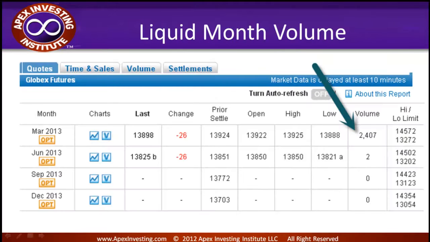When trading any futures contract, usually you want to be trading the most liquid month so you can get in and get out and not have too wide of a bid-ask spread. And the easiest way to figure out the most liquid month is to simply look on the CME's website, and you can see the volume, and you'll easily be able to identify the most liquid contract out of the ones that have been traded that day so far.